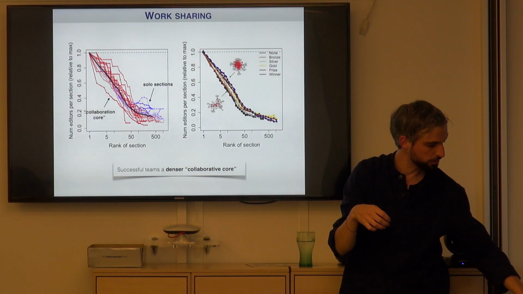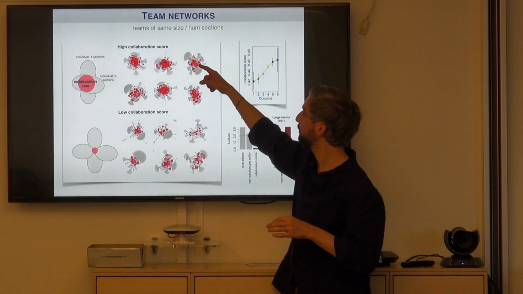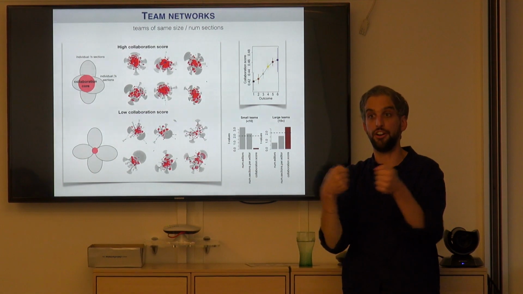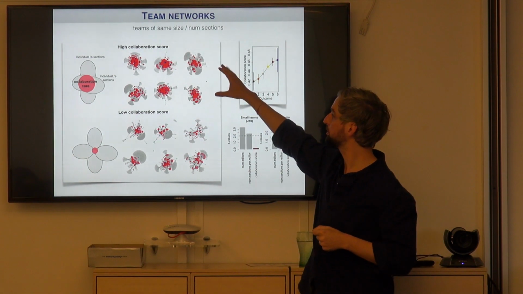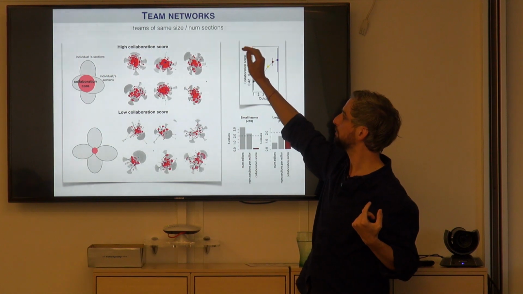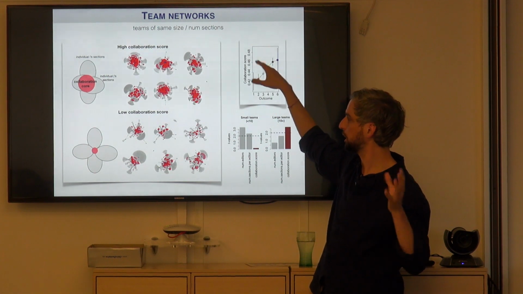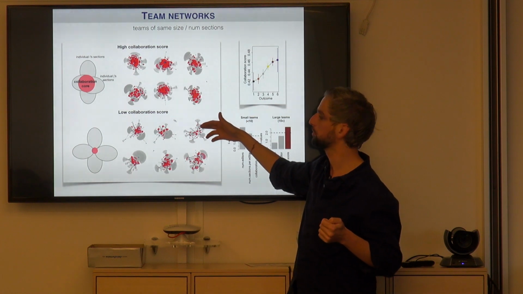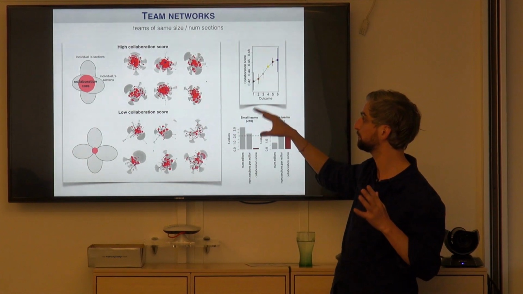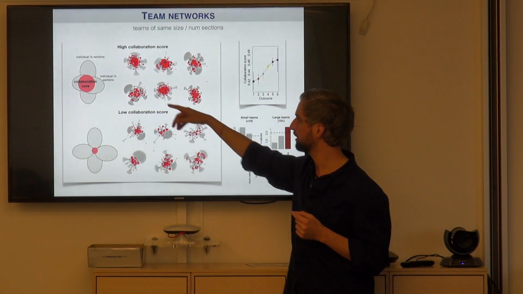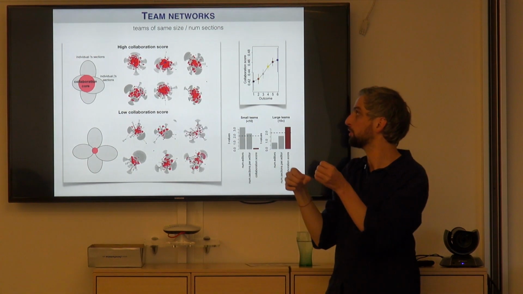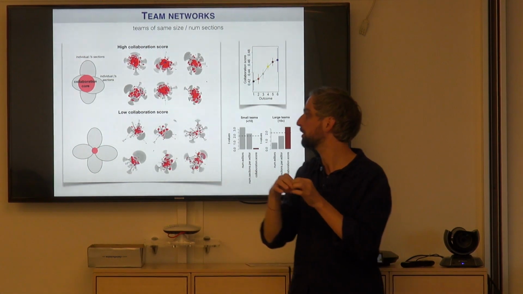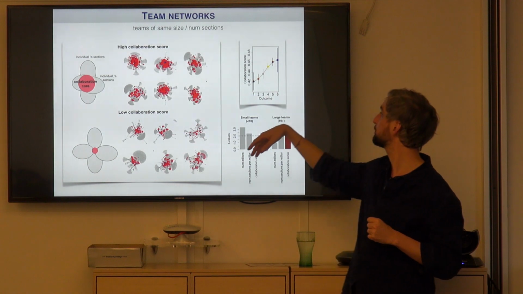denser collaboration core. So what I call collaboration core is the set of sections in the middle that people are collaborating on. And here I show you teams of the same size and same number of sections, to compare visually what is having a high collaboration core with a low collaboration core. So a high collaboration core is that people overlap a lot in what they have edited, versus a lower one, which is not overlapping a lot.